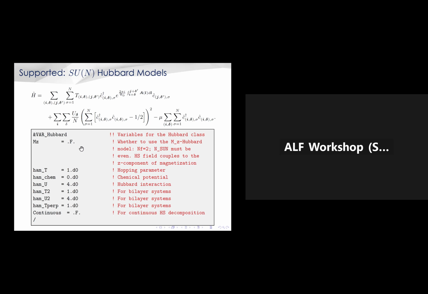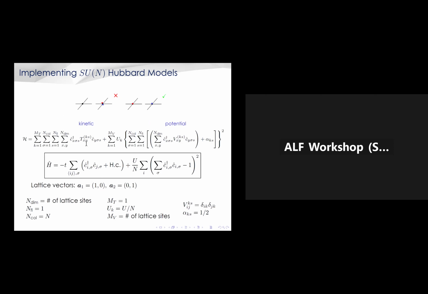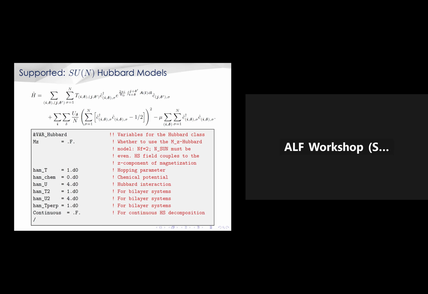And so this, if you want it to be the density channel where both of the flavors have the same sign in here, or both of the colors have the same sign, then you would set MZ to be false here. And then you have T for the hopping, a chemical potential, and the interaction. And then we also have the bilayer version available too.